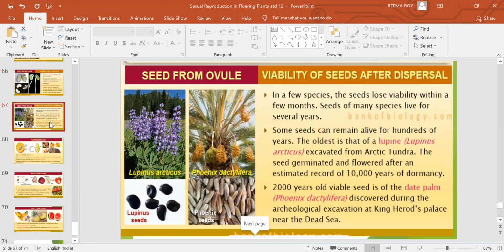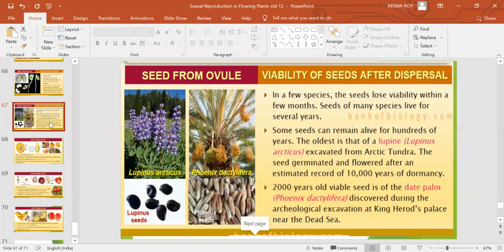So what is next is the viability of seeds after dispersal. What is viability? It means how long the seed can live, how long it is viable. In a few species, the seeds lose viability within a month or within a few months. Seeds of many species live for several years also. Some for a few months and others for some years. Some seeds remain alive for hundreds of years.